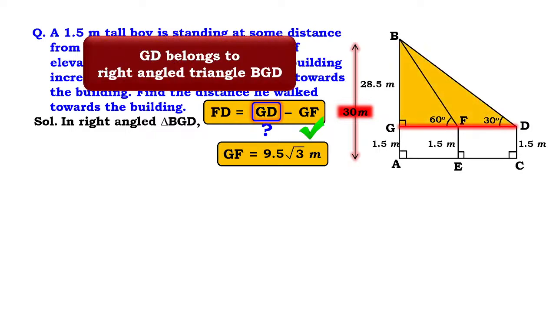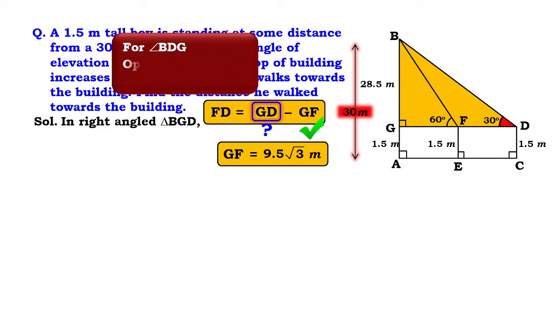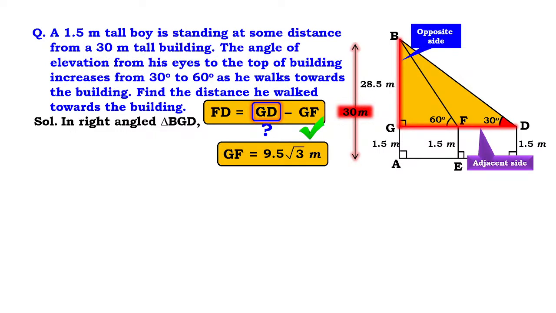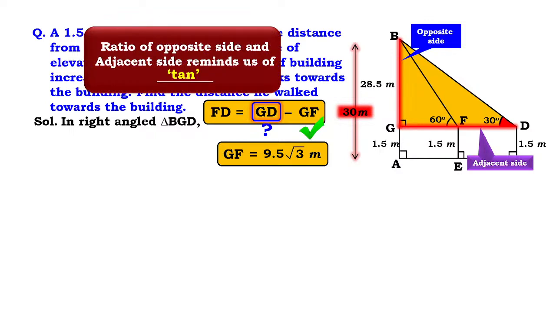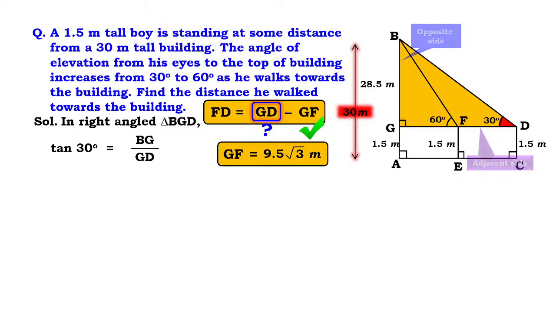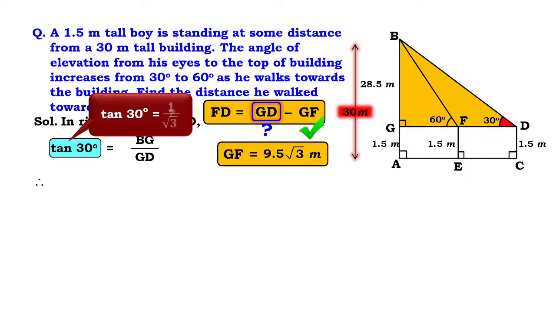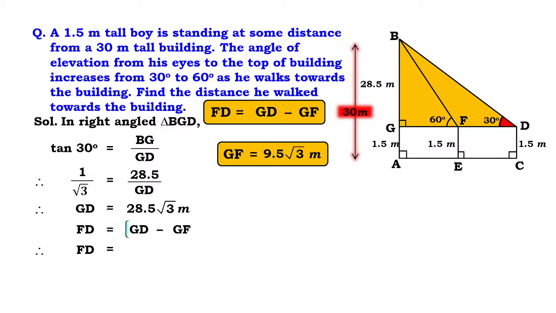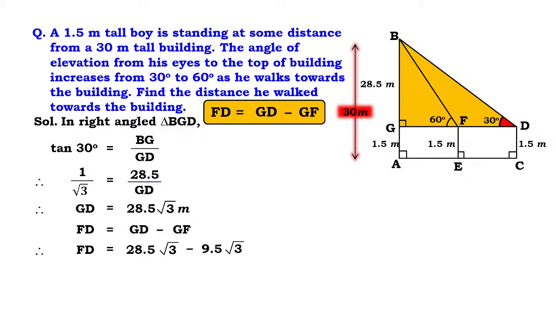Yes, you have to take now triangle BGD. Yes or no? Okay, so now what I take? Angle D. Angle D is 30. Opposite side is BG and adjacent side is GD. Okay, so now if I apply the formula, tan 30 is BG by GD. Tan 30 is how much? 1 by root 3. BG is how much? 28.5. So again you get how much? 28.5 root 3. Correct? Minus 9.5 root 3.